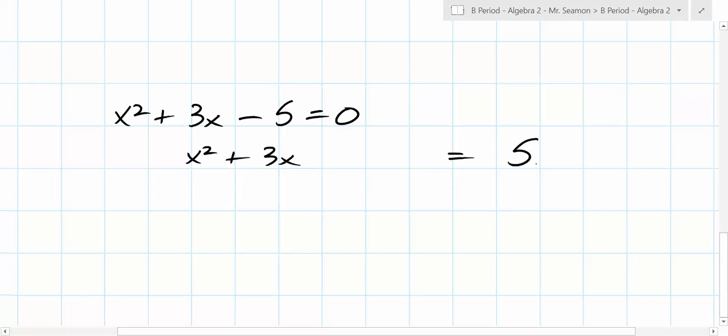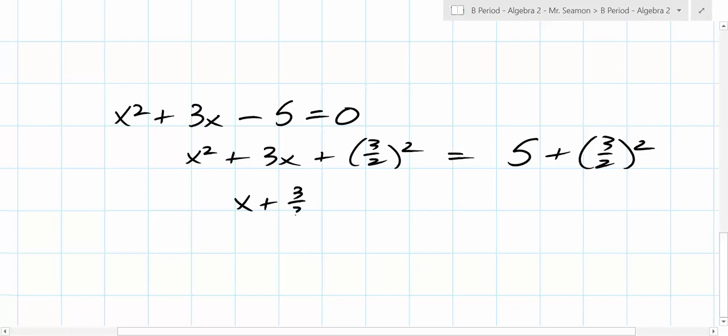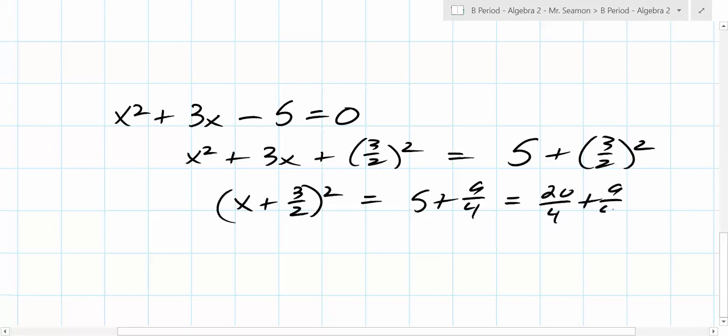And now we have to do what to both sides? We have to add or subtract something. We want to add something to both sides. The same thing. 3 over 2 squared. Yeah, add 3 over 2 squared. Let's clean it up a little bit. Well, this turns into x plus 3 over 2 squared is equal to 5 plus 9 over 4, which is 20 over 4 plus 9 over 4.